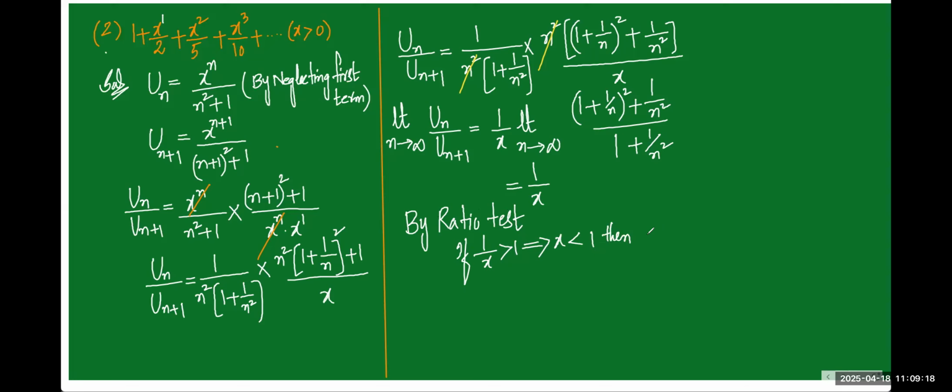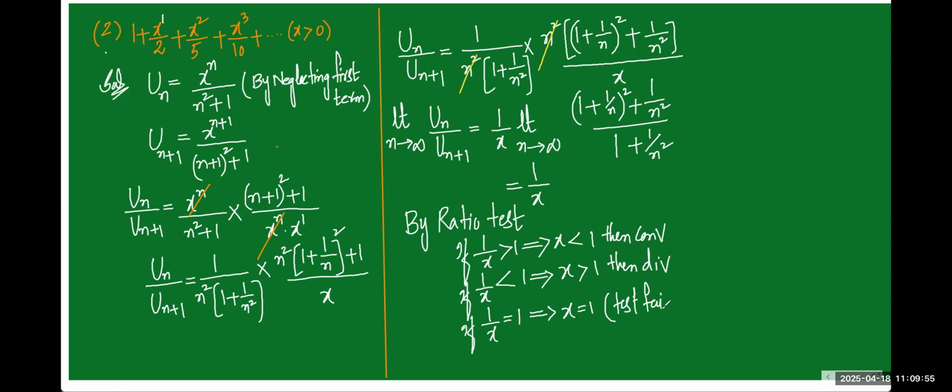X value, if it is less than 1, then convergent. The second statement of ratio test will be 1 by x should be less than 1. The meaning of this mathematically, whenever x is greater than 1, reciprocal, and then inequality will change, then divergent. And one more line of this, if 1 by x is equal to 1, the meaning of this is nothing but x is equal to 1. We say test fails.